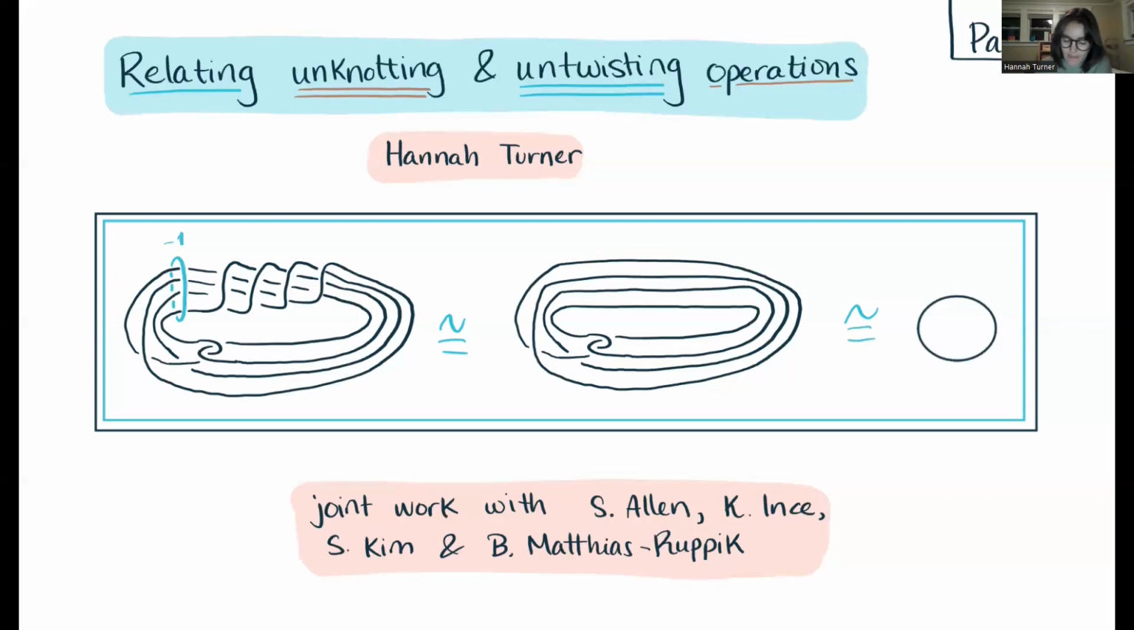And what I want to tell you about today is some generalization of the classical unknotting number and relations between those invariants and connections with those invariants and general 3- and 4-dimensional topology.